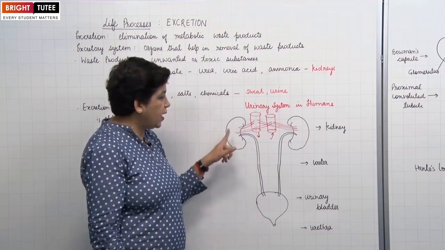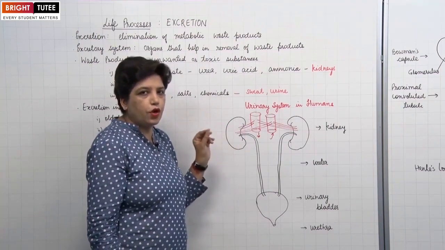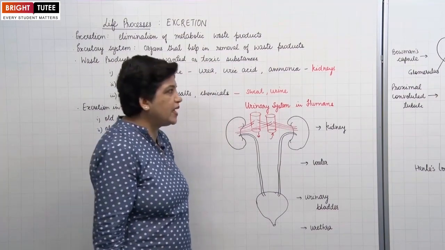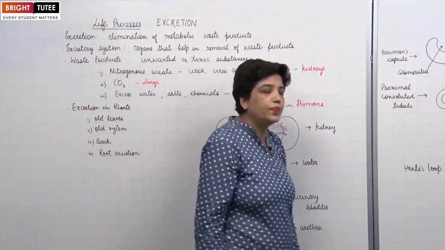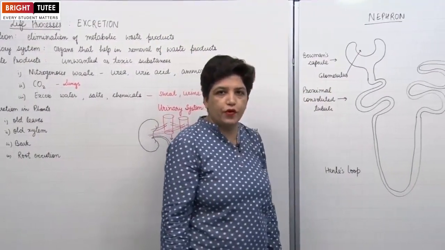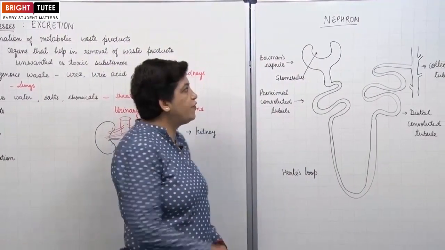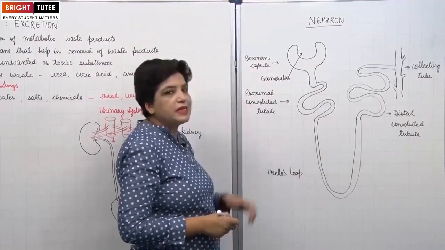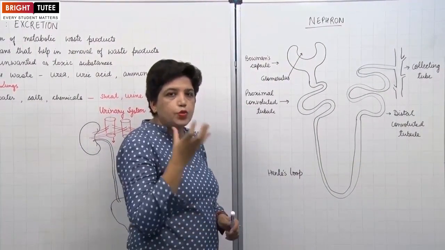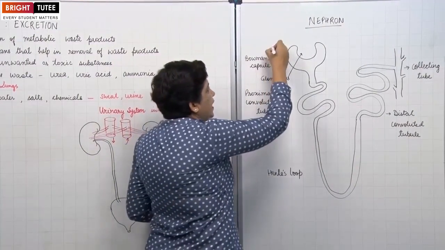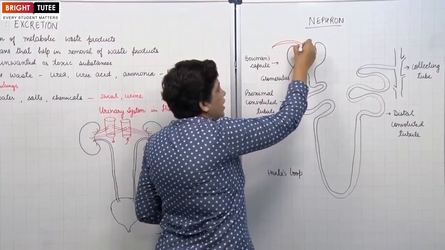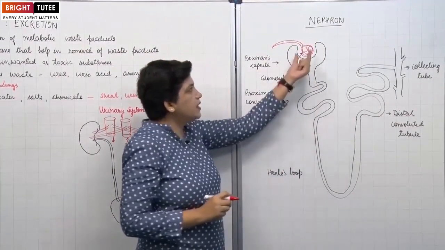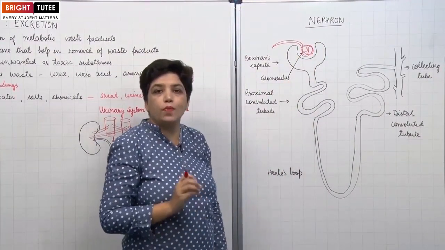We need to study about the functional unit of kidney, that is nephron, in detail. It is a very important topic from the exam point of view. Now, this is the structure of a nephron. Each nephron contains a cup-shaped structure which is called Bowman's capsule. Each Bowman's capsule is supplied by a branch of renal artery and it makes a network of capillaries. This network of capillaries is called glomerulus.